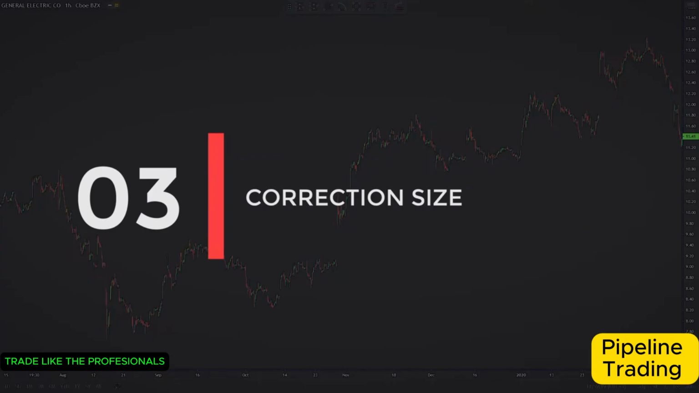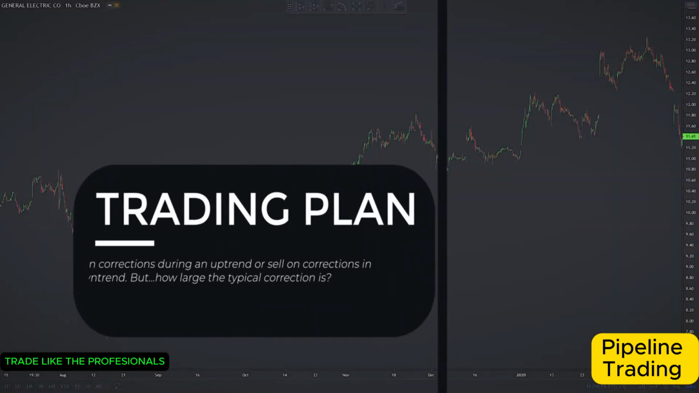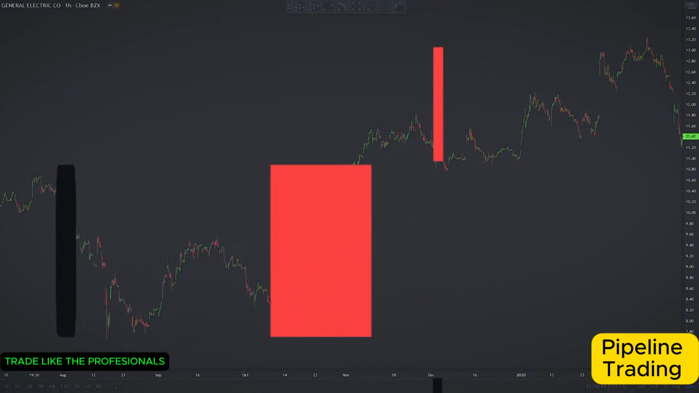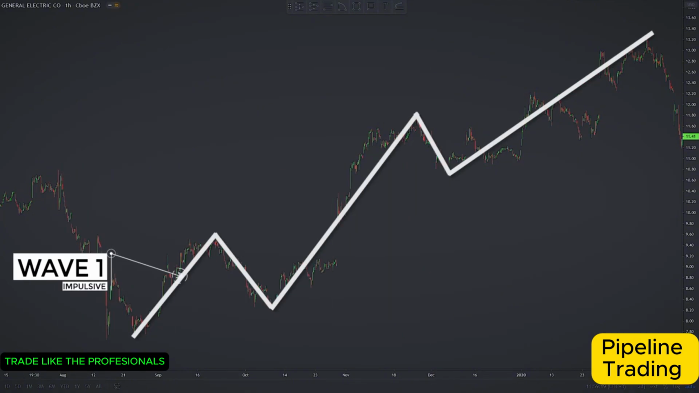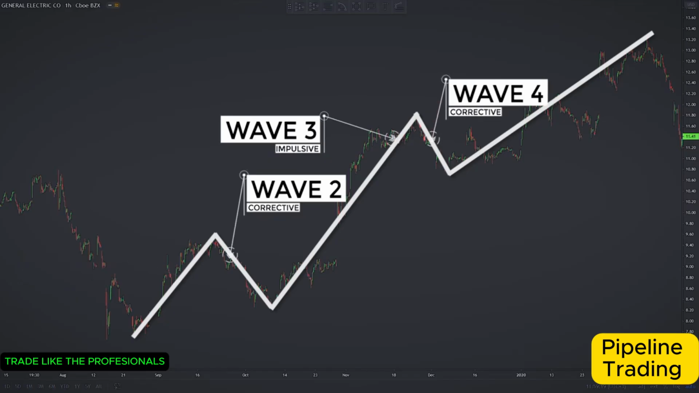Third concept is the correction size. So your trading plan should be to buy on corrections during an uptrend or sell on corrections in a downtrend. It is helpful to know how large the typical correction is. Based on the 5-wave pattern, wave 1 is the first impulse wave of the trend, and wave 2 is the first correction. Wave 3 is the next impulse, followed by a corrective wave 4 and impulse wave 5.